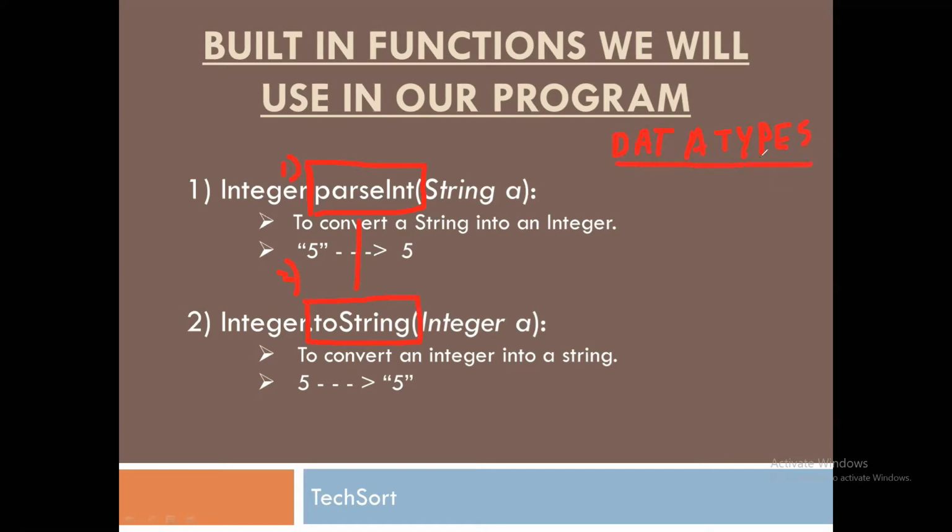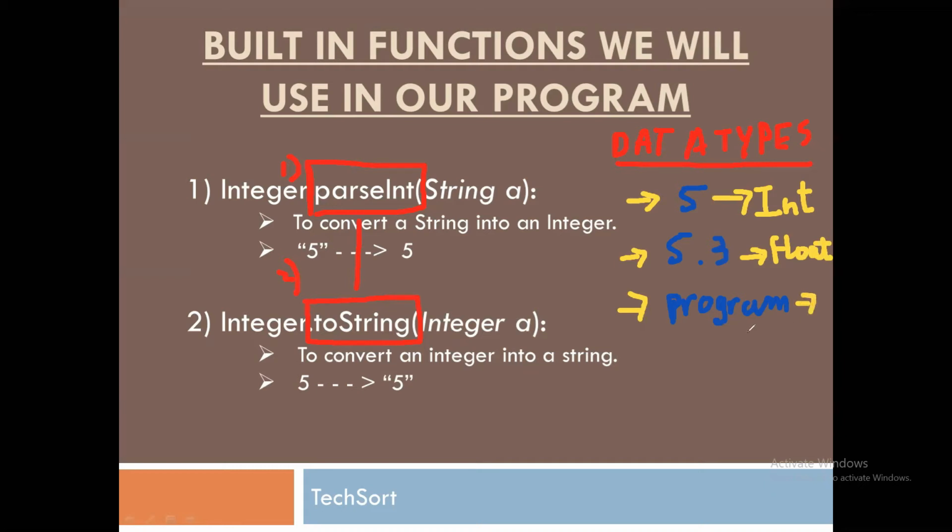What are data types? Data types are basically, for example, if I write 5, 5.3 and a name, for example, program. So I have written these three data which the user will enter. 5 is an integer. 5.3 will be a float and program will be a string.